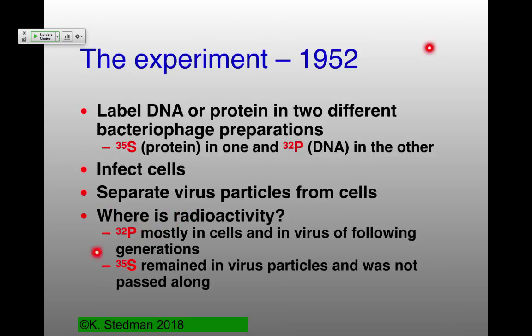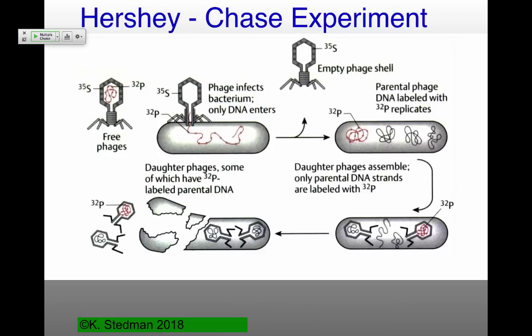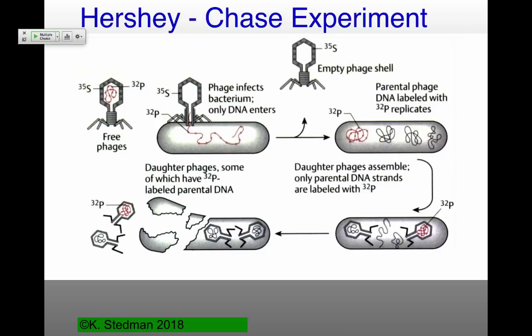P32 and S35. And as they showed very nicely, the P32 is mostly in the cells and the viruses of the following generations, and the S35 remained in the virus particles sitting on the outside of the cell and didn't get passed along from generation to generation. So just a pictorial version of this. Here, there are actually two different experiments. We're not going to get to this clicker question, sorry. We'll start out with the clicker question next time.